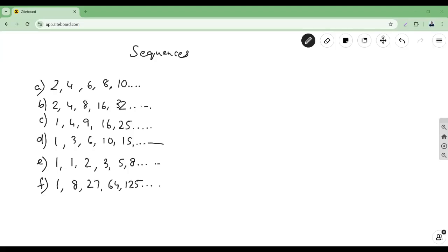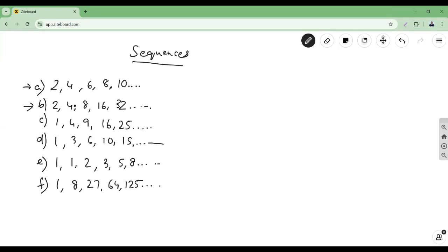Hello, Math Champions. In this video, we're going to talk about some sequences. What are sequences? They mean number sequences. If you see in the example given here, A, there is a sequence 2, 4, 6, 8, 10. There's another sequence in question B: 2, 4, 8, 16, 32.